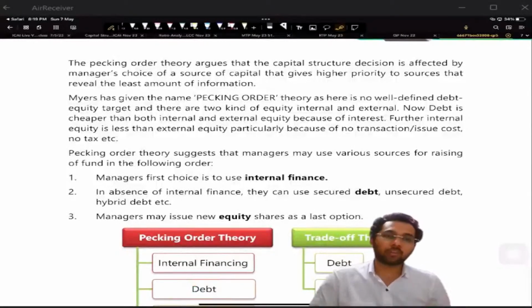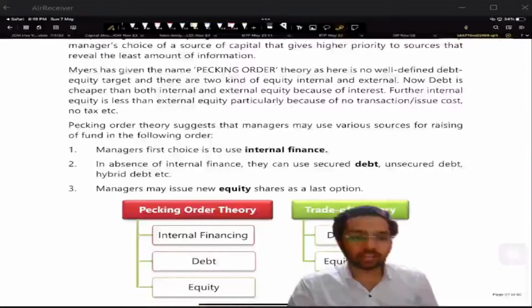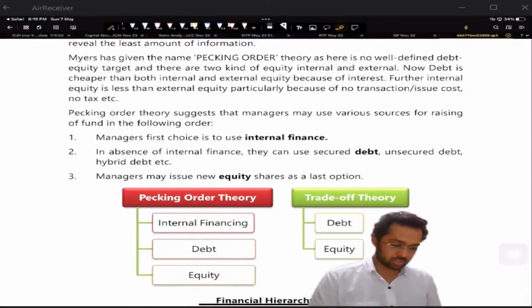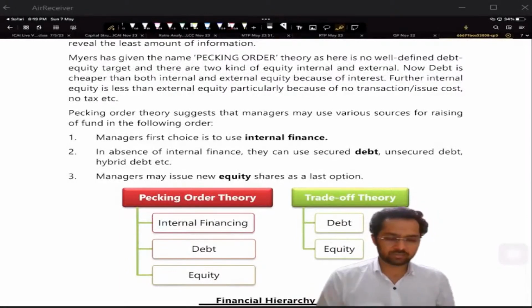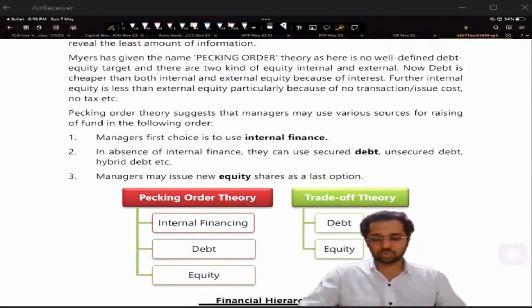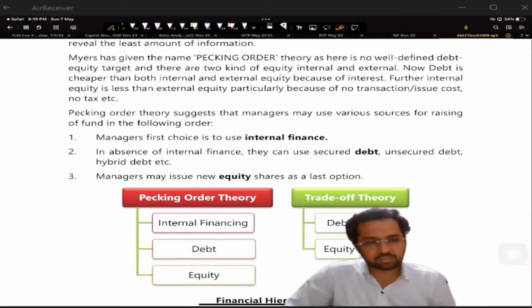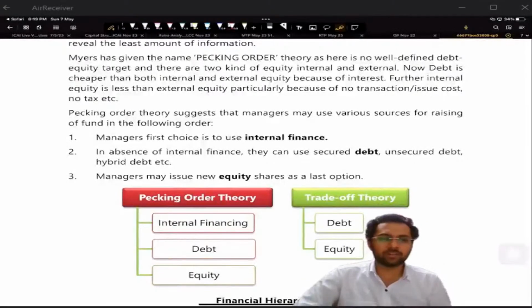If the company is doubtful, then it will issue equity shares. So the pecking order theory was stated based on a survey of finance managers. Finance managers were asked, what is your preferred source of funding? Which is your first preference for raising funds? Which is your second preference? Which is your third preference?